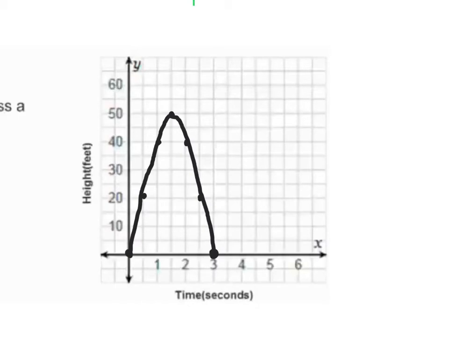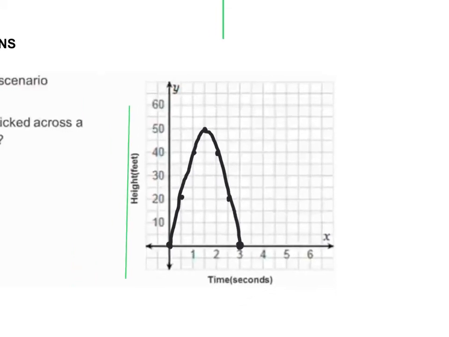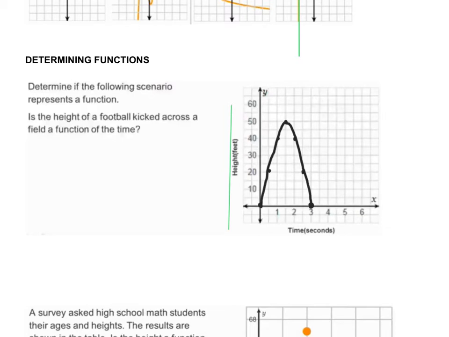So think about it. All I'm doing here is thinking about this situation. I can draw a vertical line and realize that, hey, this vertical line is only going to intersect that graph at 1 point. Each individual x value matches up with only one individual y value, okay? And so, therefore, yes, this is a function.